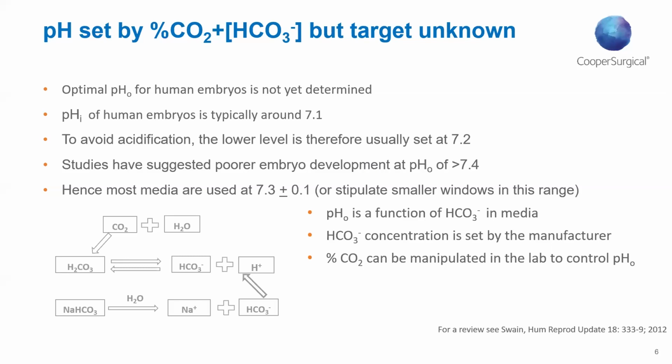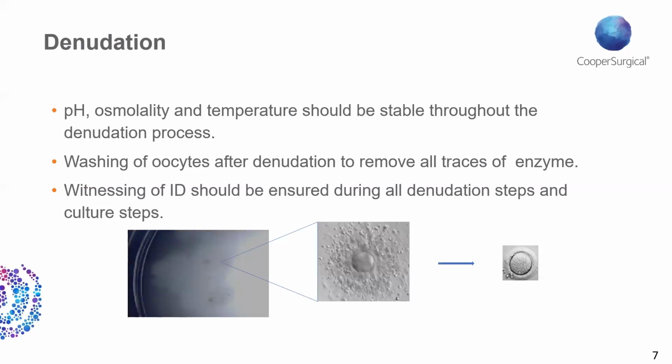So on the next slide, we will see that one of the areas that I mentioned where pH is particularly important is at denudation, because this is where we remove the cumulus cells and then the eggs themselves are unable to control their internal pH. So they rely absolutely on the external environment. So when we're doing denudation, we need to ensure that pH, osmolality, and temperature are as stable throughout the whole process as possible. Of course, we have to wash the eggs after the denudation to remove any traces of hyaluronidase, and witnessing is key to all aspects of the embryo's journey in our lab.